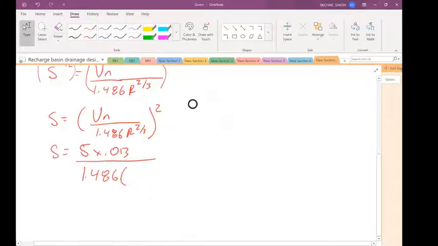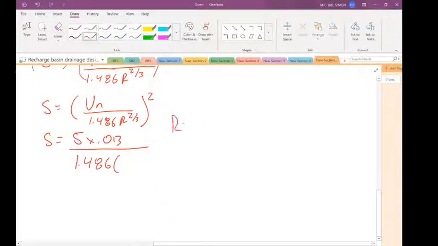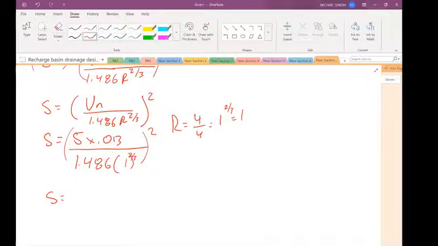Okay, 48 inches, because the hydraulic radius of a 4-foot pipe is 1, and 1 to the 2/3 is still 1. So it makes it nice and easy. R to the 2/3, and all of that will be squared. So 5 times 0.013 divided by 1.486, and I square that.